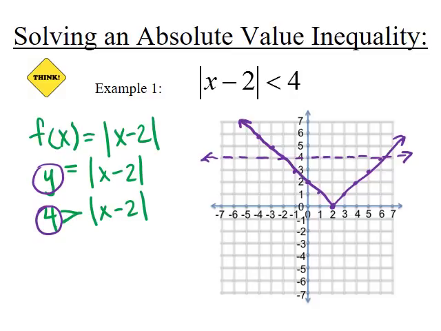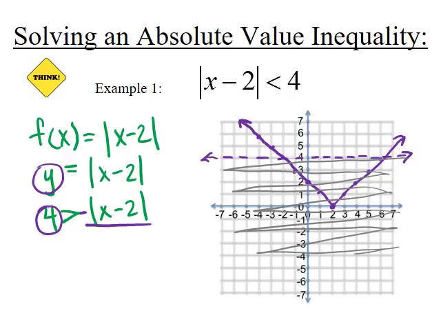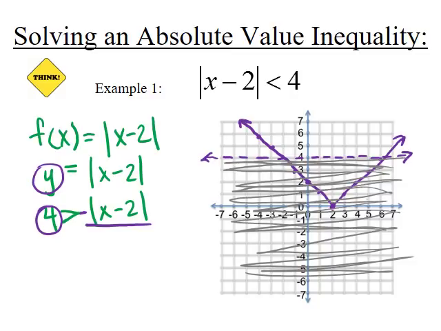Now I have an inequality. I want to know when this function is less than 4. So if I shade, I'm interested in all the values that are less than 4. All these values on the y-axis are less than 4. So where does my graph occur in that shading? My graph occurs right here and right here, not beyond those points.